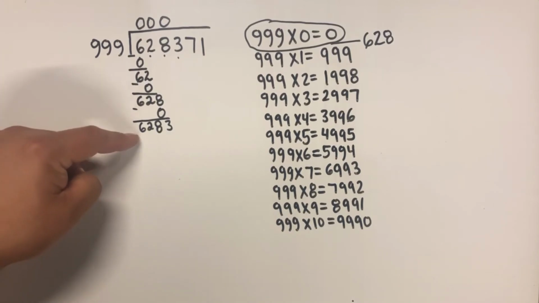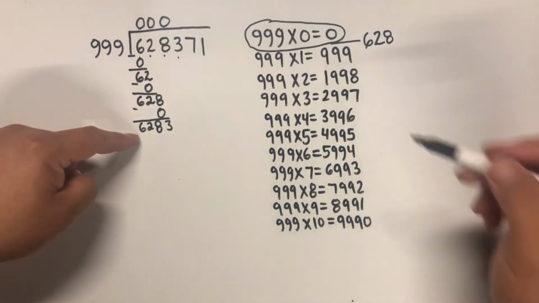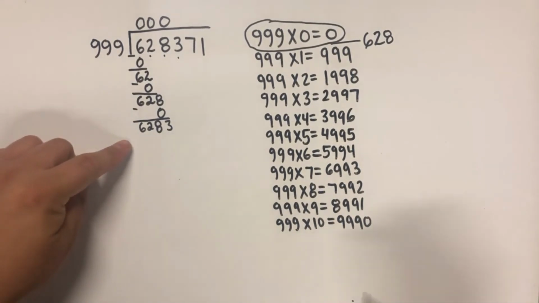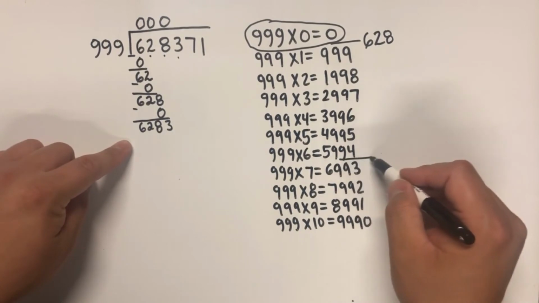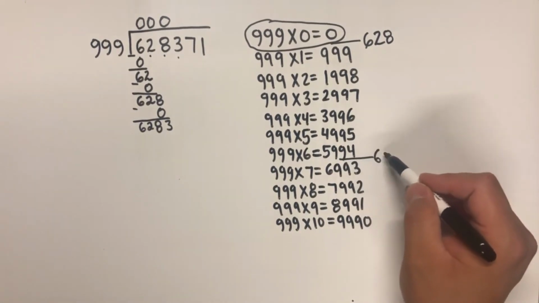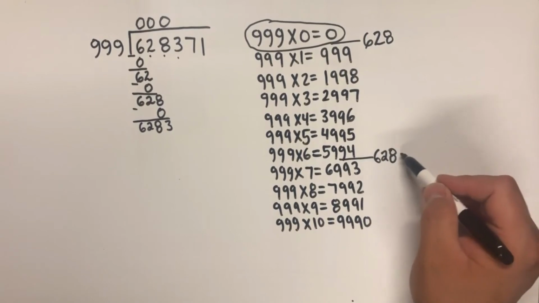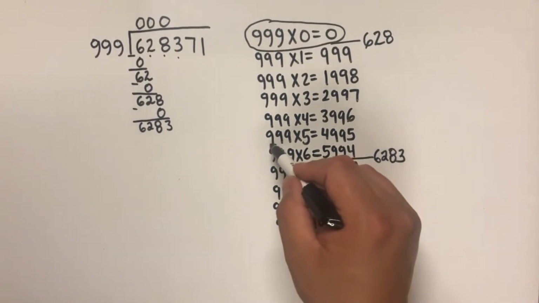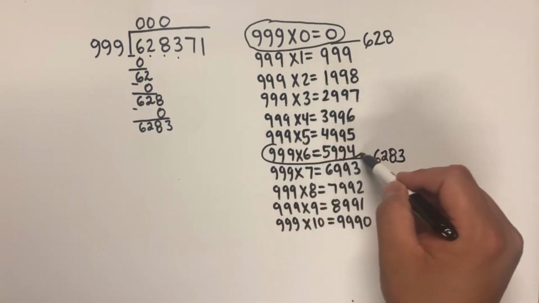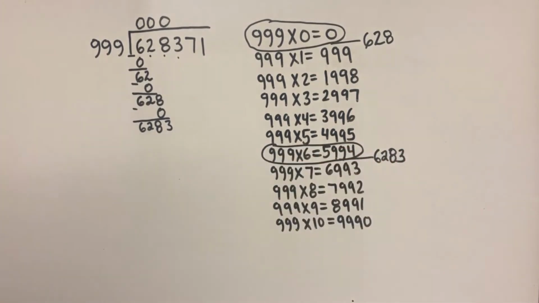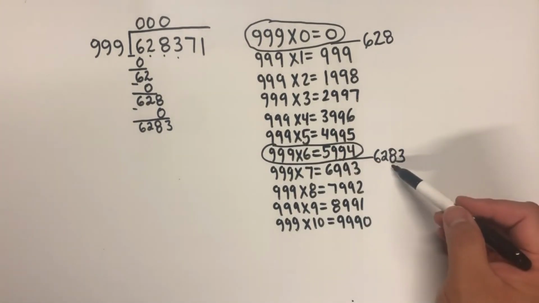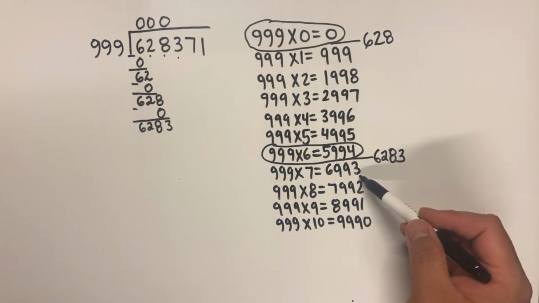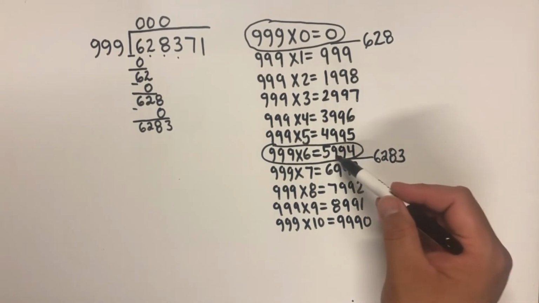I'm going to squeeze that number 6,283 in between two numbers in the multiplication table. And I can see that the big number, 6,283, is in between these two numbers right here. This is 6,283. And between those two numbers, the smallest one is this. There. Right? So 6,283 is in between the number 5,994 and 6,993. And between those two numbers, the smallest one is 5,994.